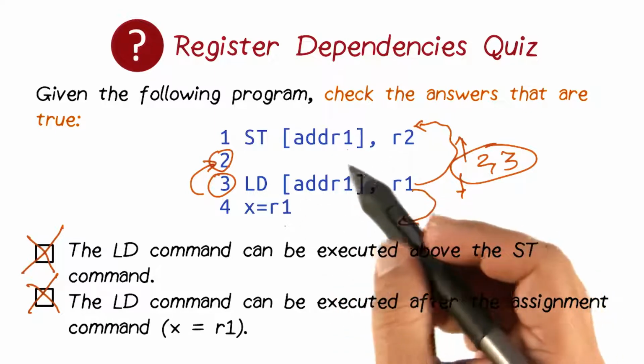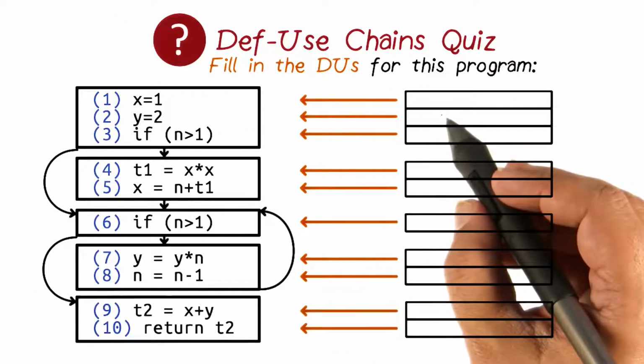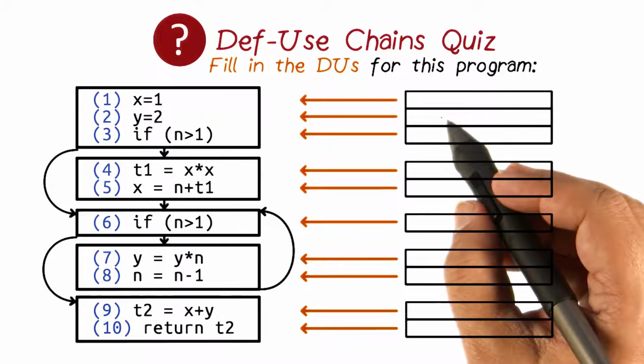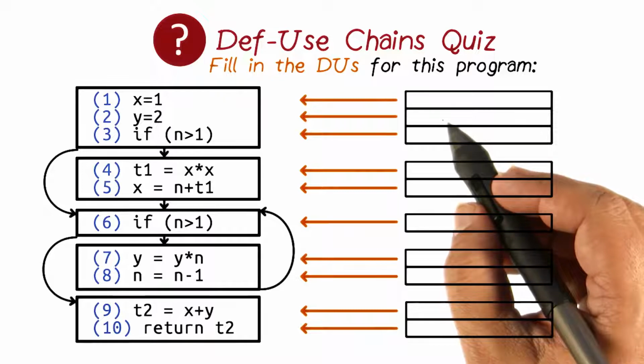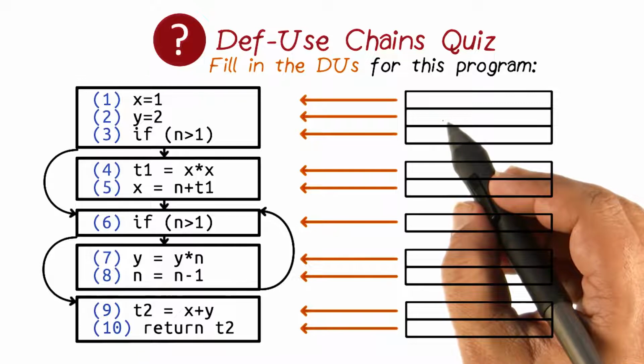So you can see from the previous quiz that what stops the motion of load above the store or below the use is which value is getting defined where and is getting used where. So with regard to that, let us test our knowledge of the definitions and uses and the chains, which will help us clearly figure out where or whether a value can be moved around in the control flow graph or not.